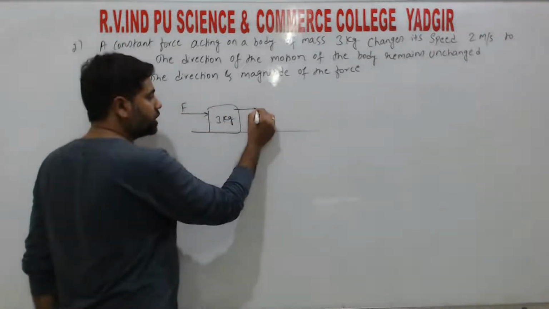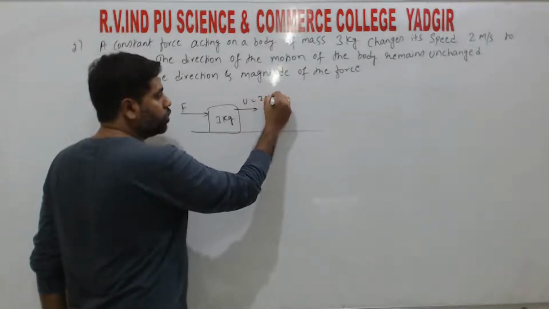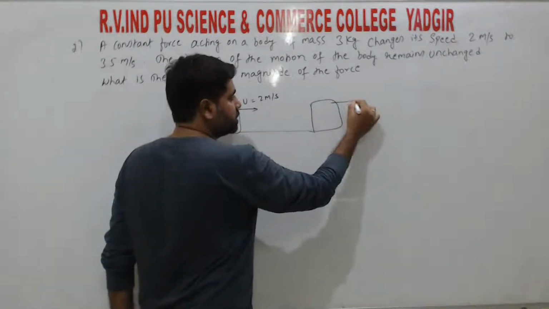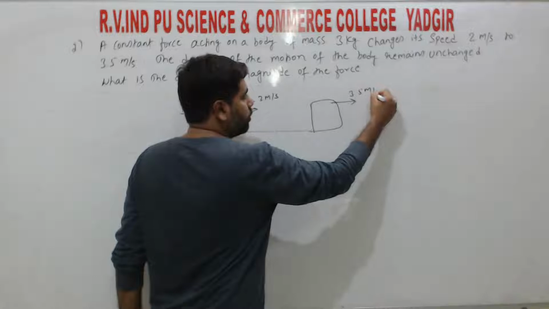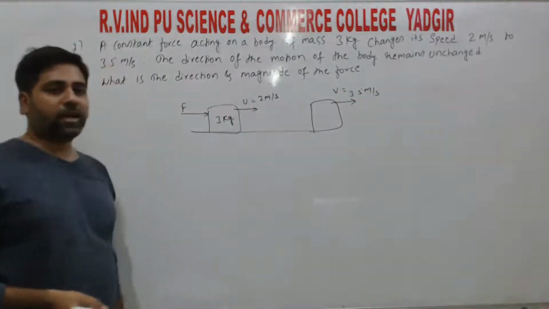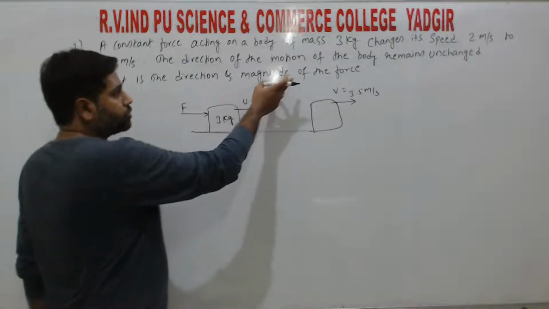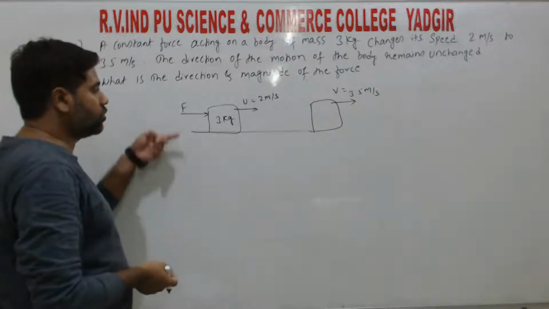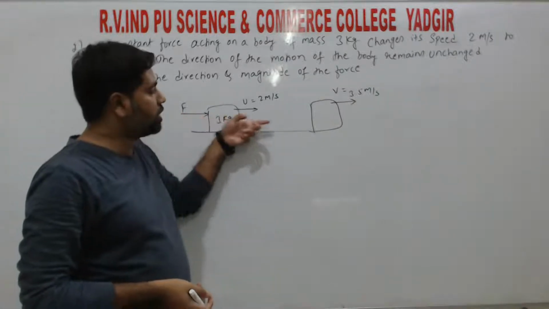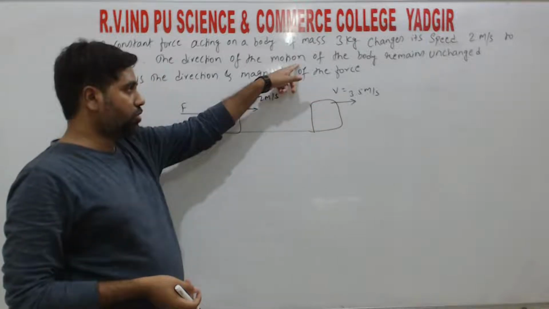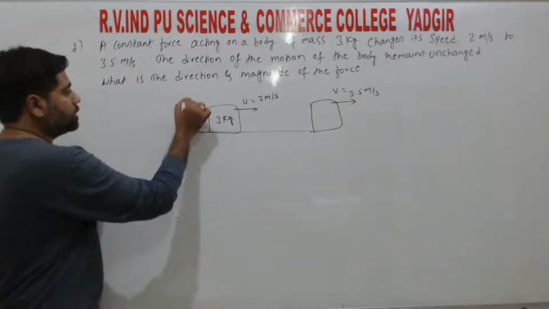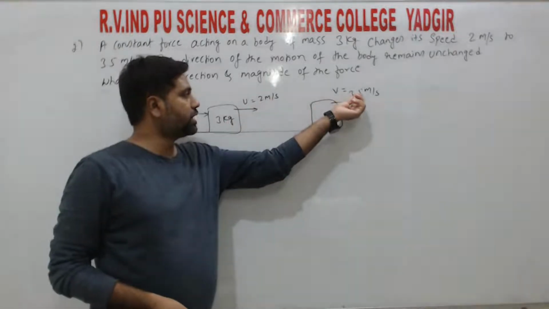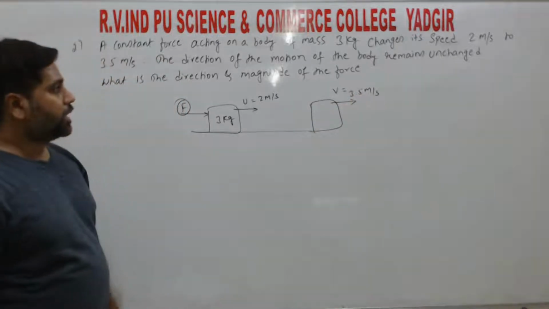That means initially the object is moving with some speed, u is equal to 2 meter per second. After applying the force, the object changes its speed to 3.5 meter per second. That means final velocity is 3.5 meter per second. The direction of motion of the body remains unchanged. So we need to find the force.